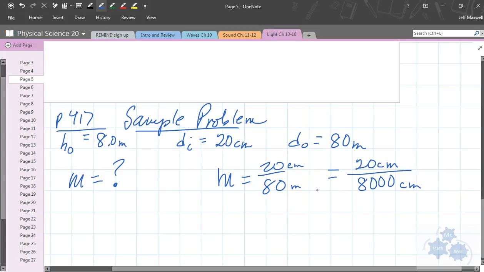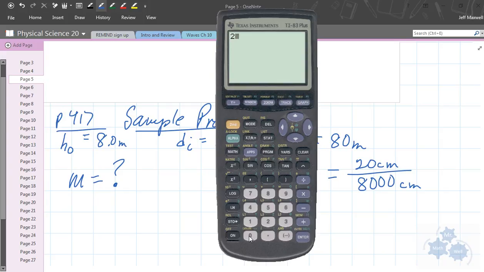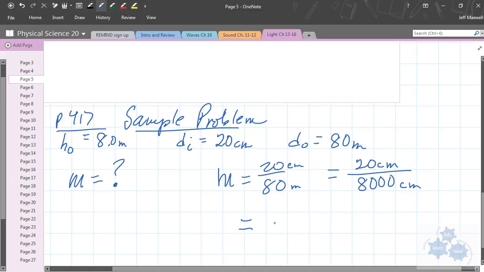8,000 centimeters. You times this by 100. So the magnification here now, when we do this division, what do you get there? Go ahead and do that on your calculator. 20 divided by 8,000 is 0.0025. Right? So that's tenths, hundredths, thousandths, 10,000ths. 25 10,000ths of its original size.